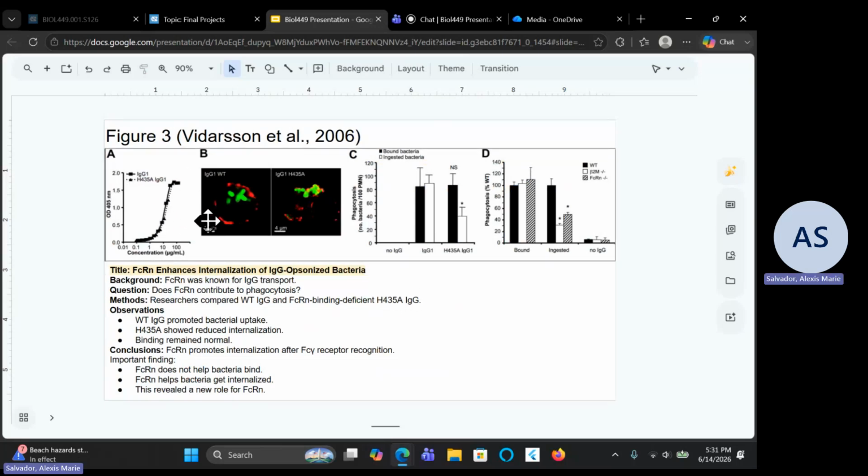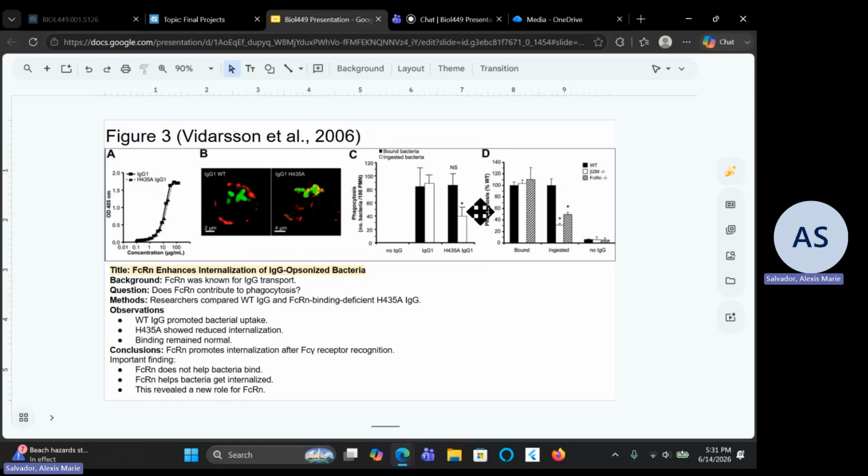So panel A demonstrates that the mutant antibody still binds bacterial antigen normally. Like they overlap perfectly. There's nothing different there between the normal one and the mutant. This allows researchers to isolate the effect of FcRn. And panels B and C are kind of showing the same thing. They show that the bacteria coated with the mutant IgG bind normally to neutrophils, but are internalized less efficiently. Like this one looks kind of messed up and this one looks normal.